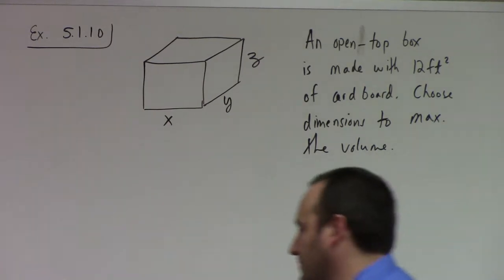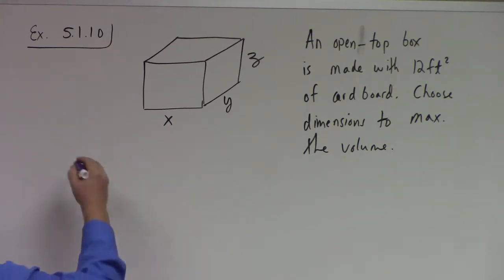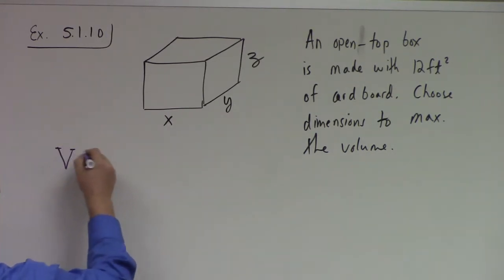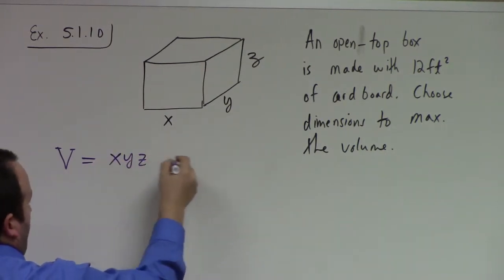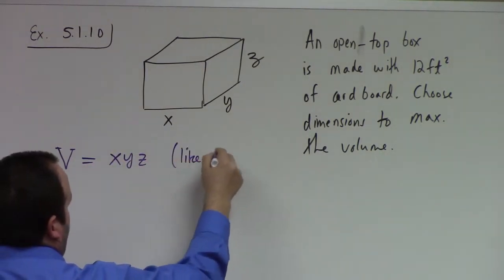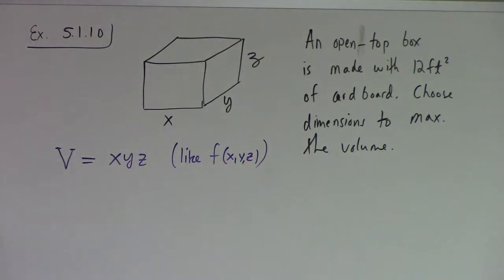Okay, so what do I do? What's my objective function here? It's the volume, right? V is like the f. And so V is equal to xyz. So this would be like f of x, y, z in our previous lingo. What's the constraint?